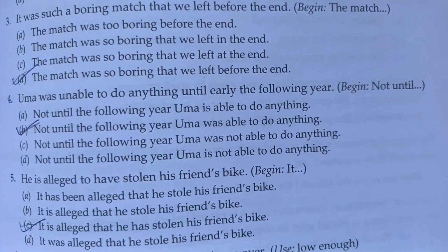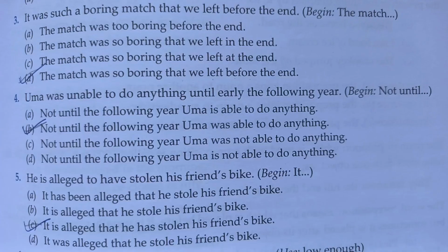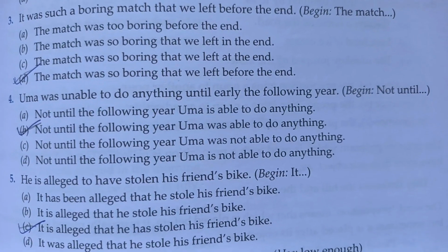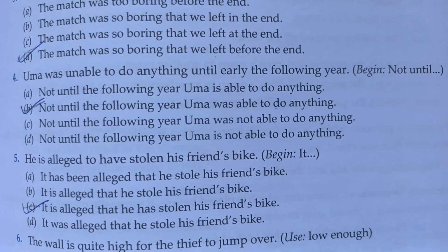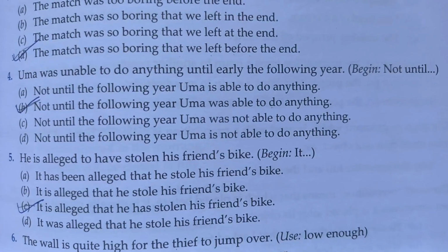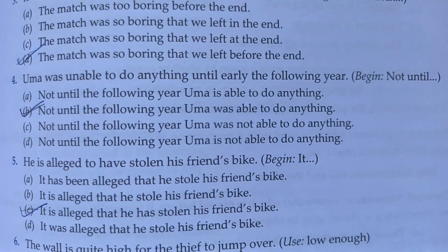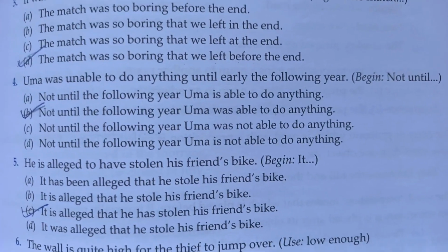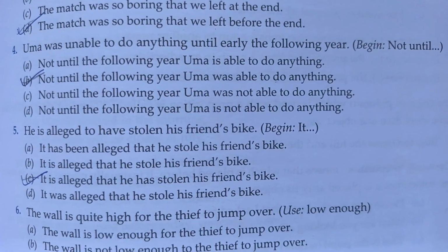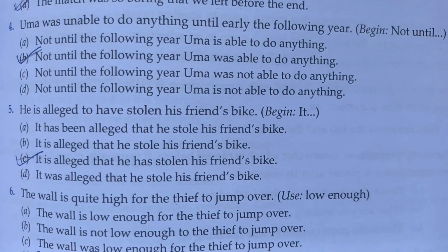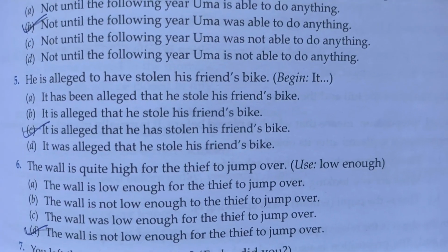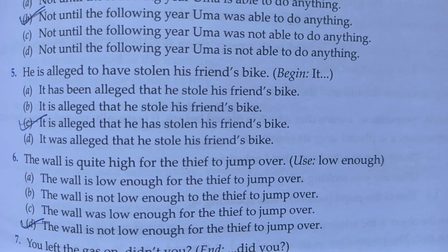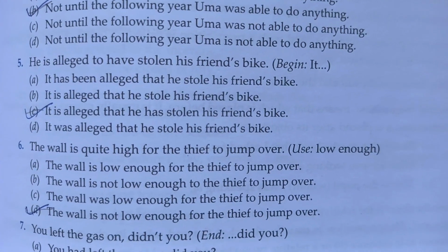Number 4. Uma was unable to do anything until early the following year. So here it used not until. So option B is correct. Not until the following year was Uma able to do anything. Number 5. He is alleged to have stolen his friend's bike. So option C is correct. It is alleged that he had stolen his friend's bike.